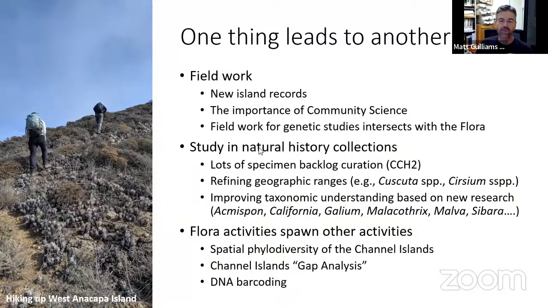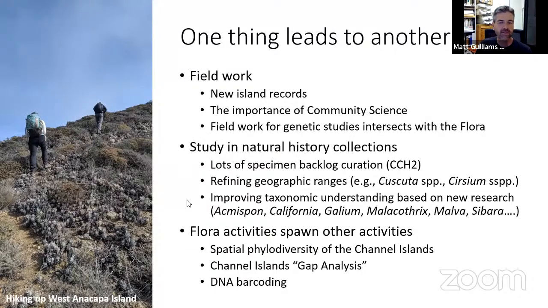Of course, we have a rich legacy in our natural history collections of physical specimens, kind of the way we've always done it. And that's resulted in a lot of specimen backlog curation. All of those invaluable specimens, dating back to the 1800s, are available to anyone with an internet connection on the CCH2. We've used those specimens, referring back to them and checking their identities, to refine geographic ranges. And this is especially true on the Channel Islands for really tough plants like Cuscuta and Cirsium occidentale and others.